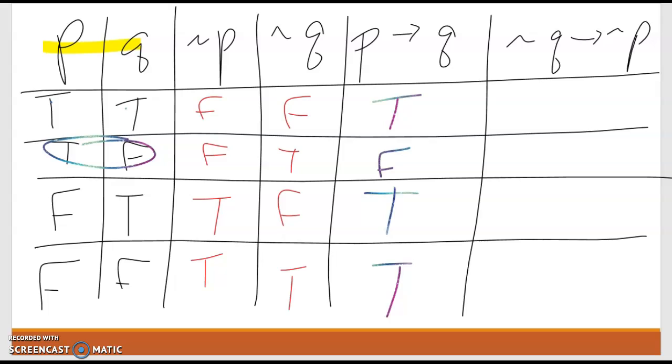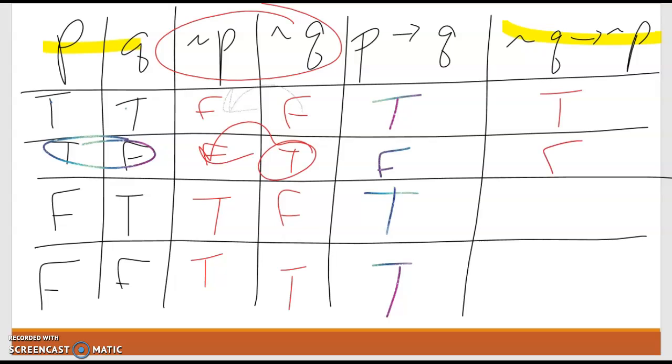Now, when I go to if not Q, then not P, I'm dealing with my negations. And Q comes first, so not Q. So I'm looking at false, then true. So false, false is true. If you look at the next one, we go to true, false. In a conditional, true, false is false. False, true is true. True, true is true.